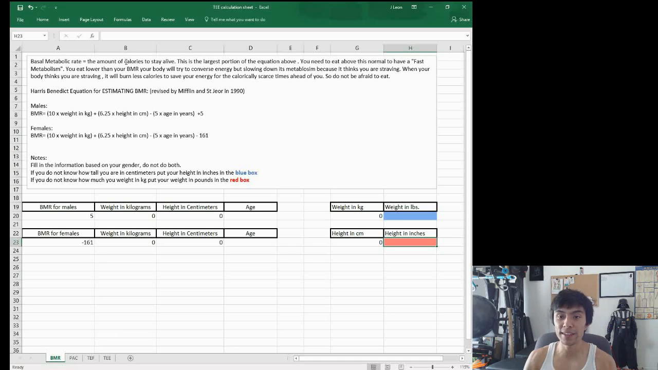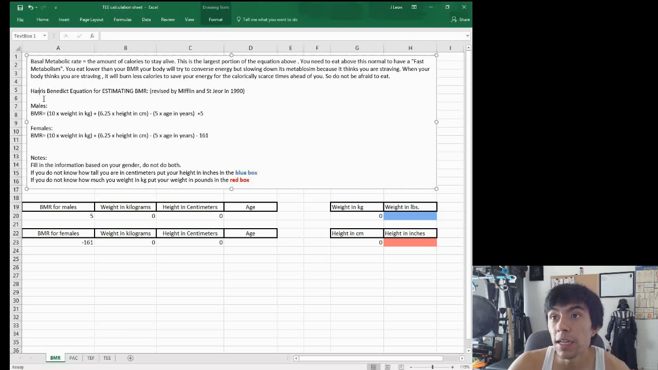Your brain's going to be like, where's the food at? I need to conserve energy. So what it's going to do is make you sluggish. You're not going to be moving as quick. You don't have enough energy. Metabolism is not going to come to a halt, but it's going to slow down. You're not going to burn as many calories.